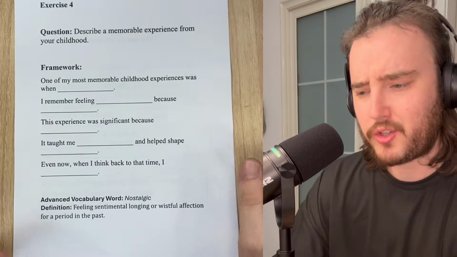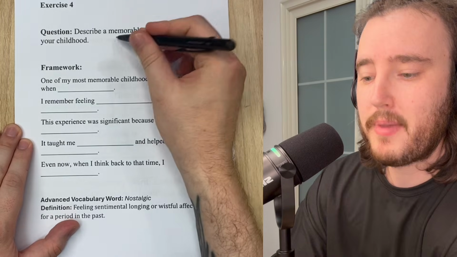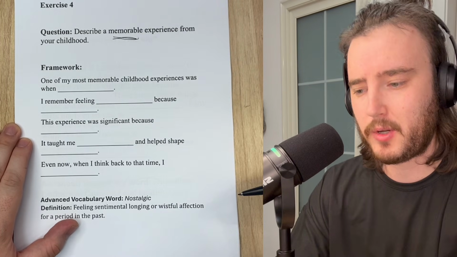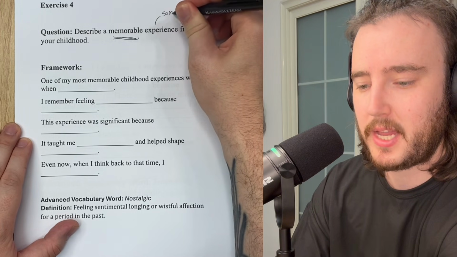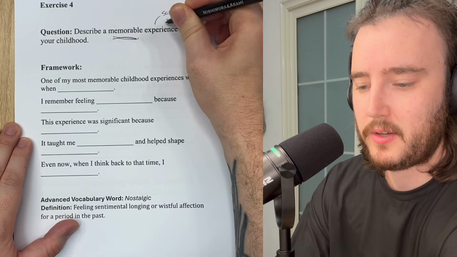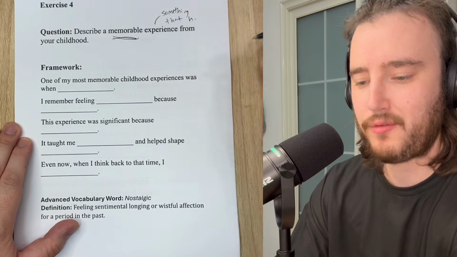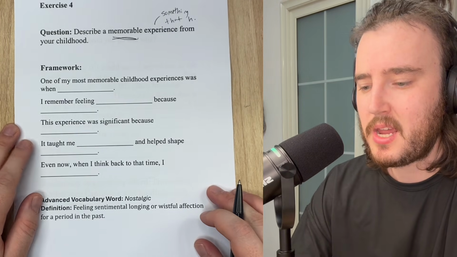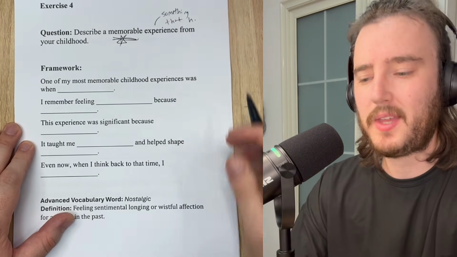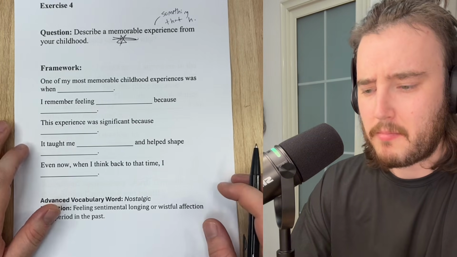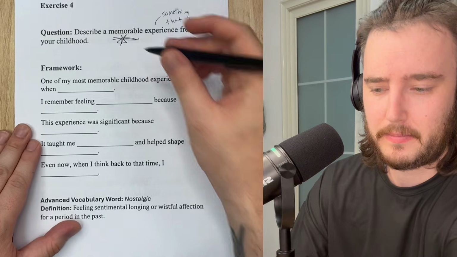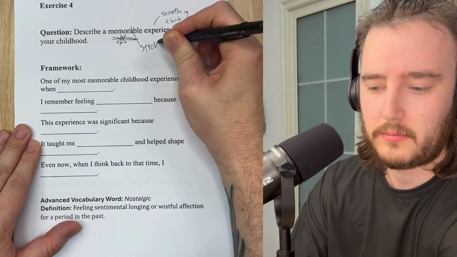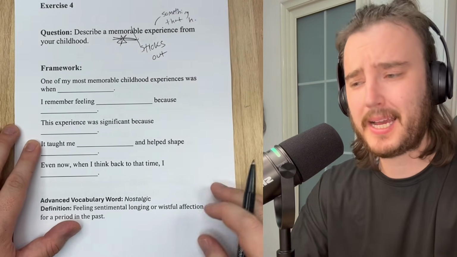Exercise 4, question 4: describe a memorable experience from your childhood. An experience, that's something that happened. Okay, I'll just put H for happened. And memorable, this is really the key word here. Memorable means it's tough to forget, right? It sticks out. It sticks out in your mind.